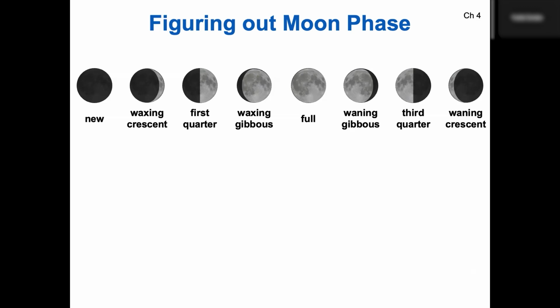completely illuminated for the moon. And then we start waning. We basically go through the exact same phases as before, but we're going to go through waning gibbous, the third quarter, followed by the waning crescent.